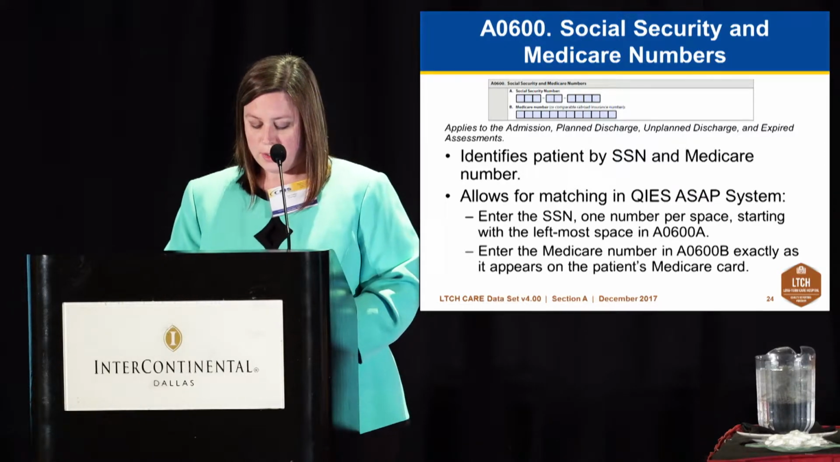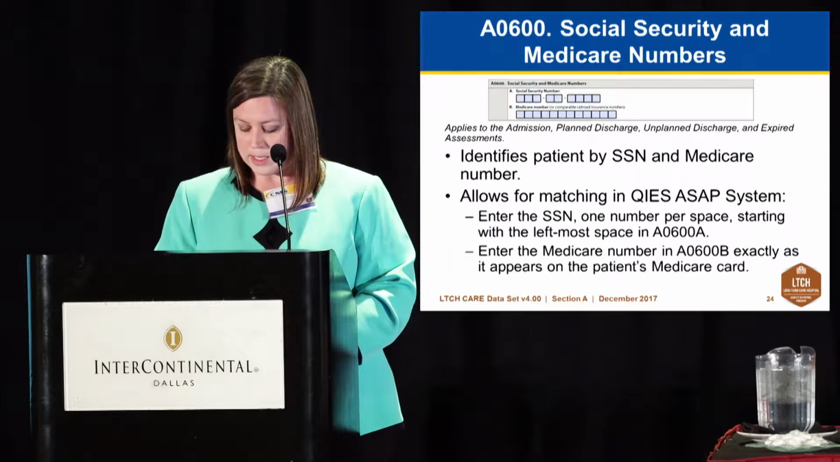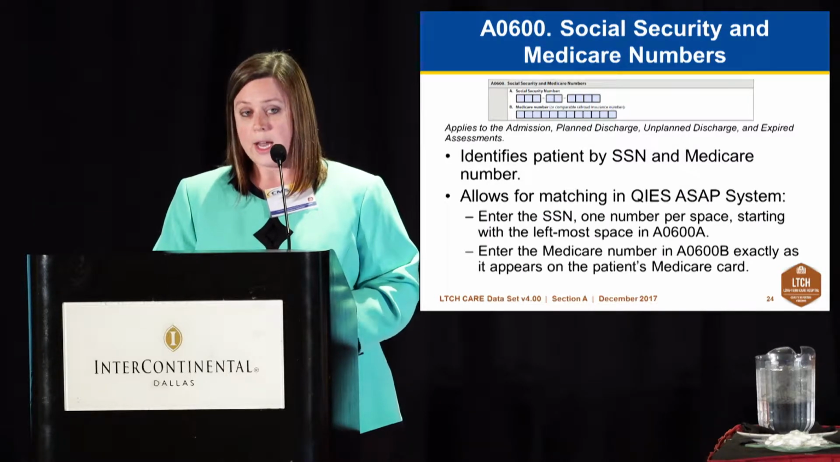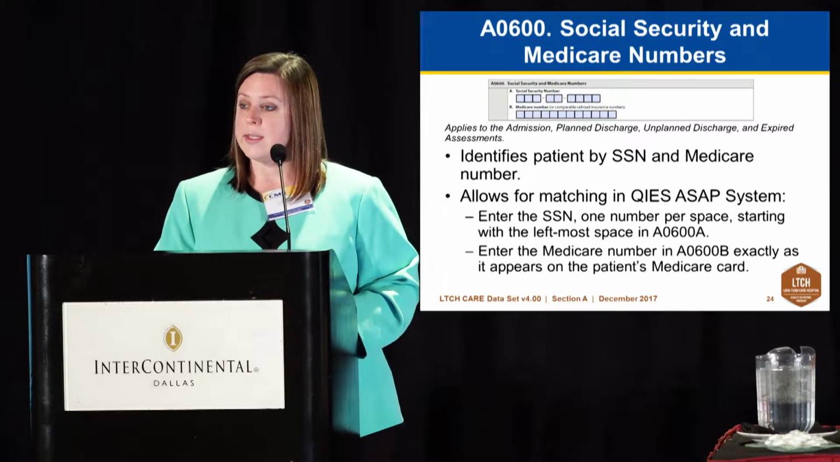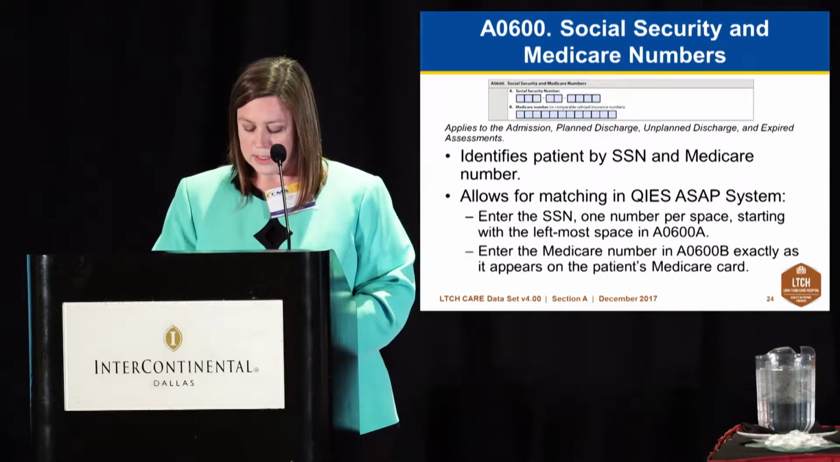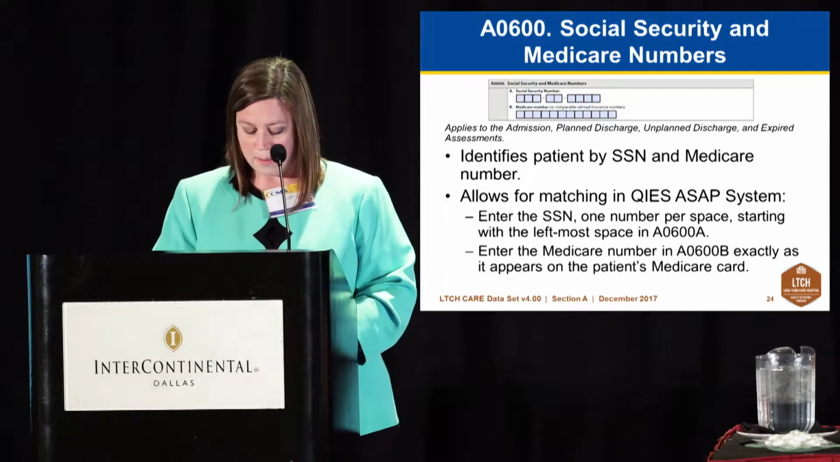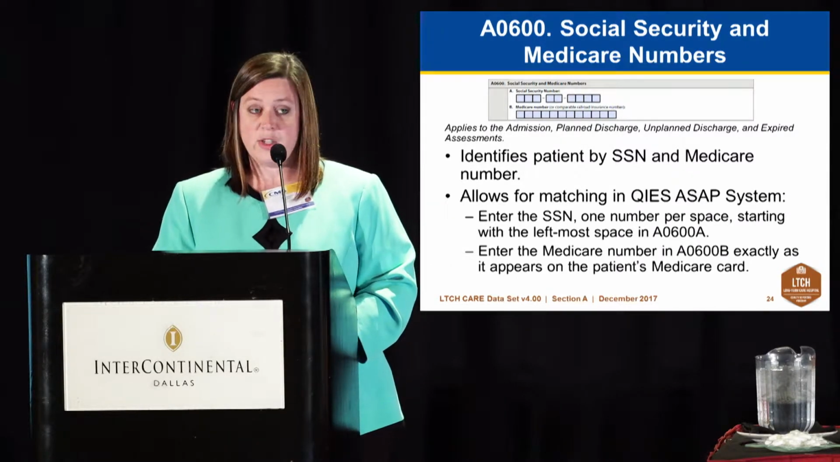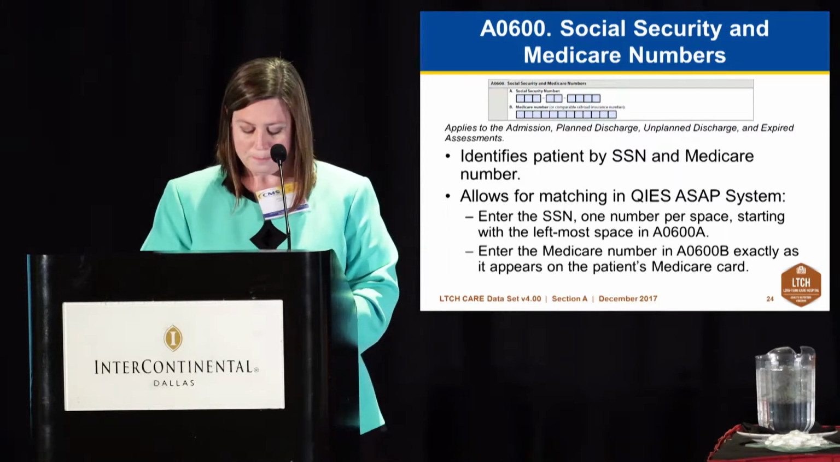So section A0600, Social Security and Medicare numbers, is one of the items on the CARE Data Set tool that has not changed from a coding perspective. However, there is new guidance that will affect how we code this section. You can see that the fields in this section for completion remain straightforward and request the Social Security number and the Medicare number. If the patient does not have a Social Security number, the item may be left blank.